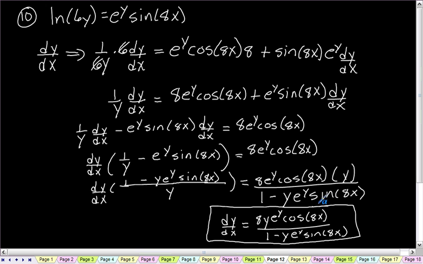Monster, monster, monster. But we are almost done. You got 11 and 12. Luckily 11 and 12 are very simple and very straightforward. Yeah, right. No, they are. These are pretty simple.